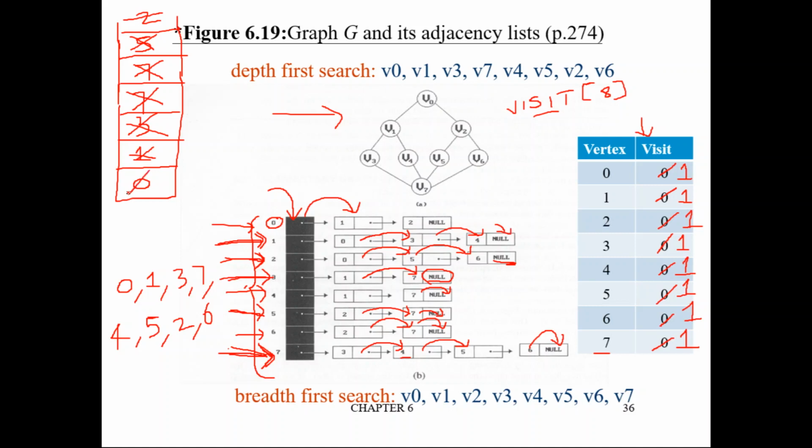Now when you pop, 0 will come out. From 0, 1 is visited, yes. Go next. 2 is visited, yes. Then go next. Null. So when there is null you have to pop.